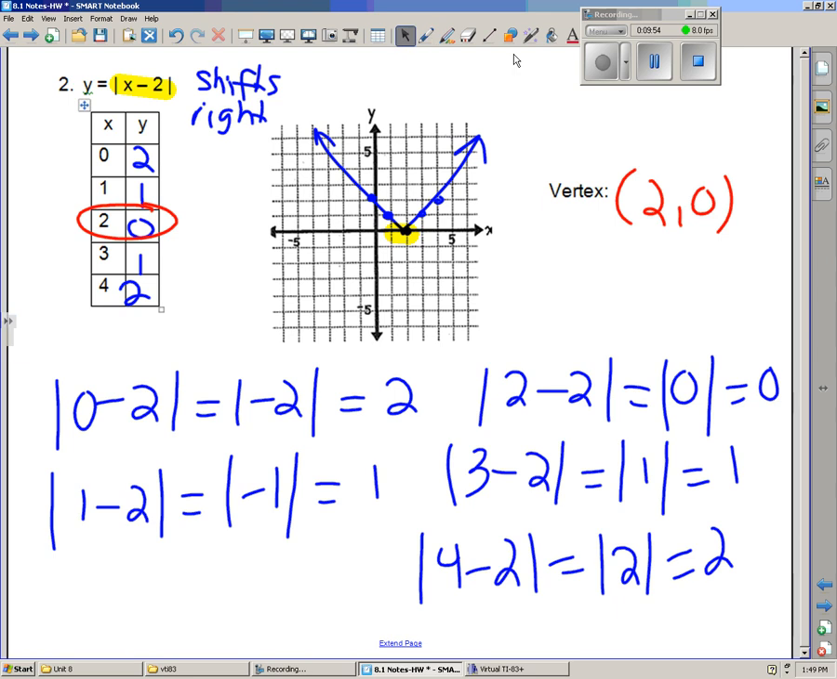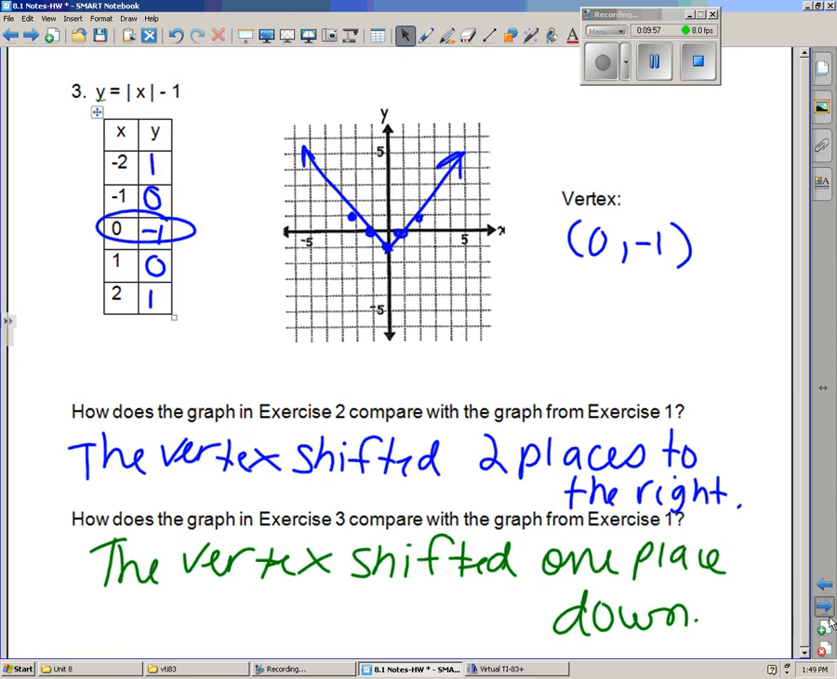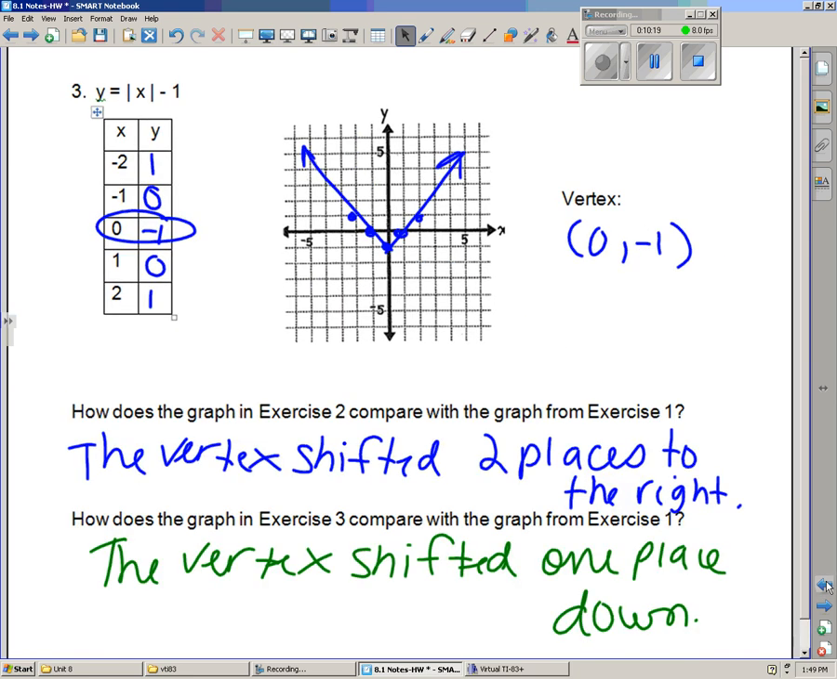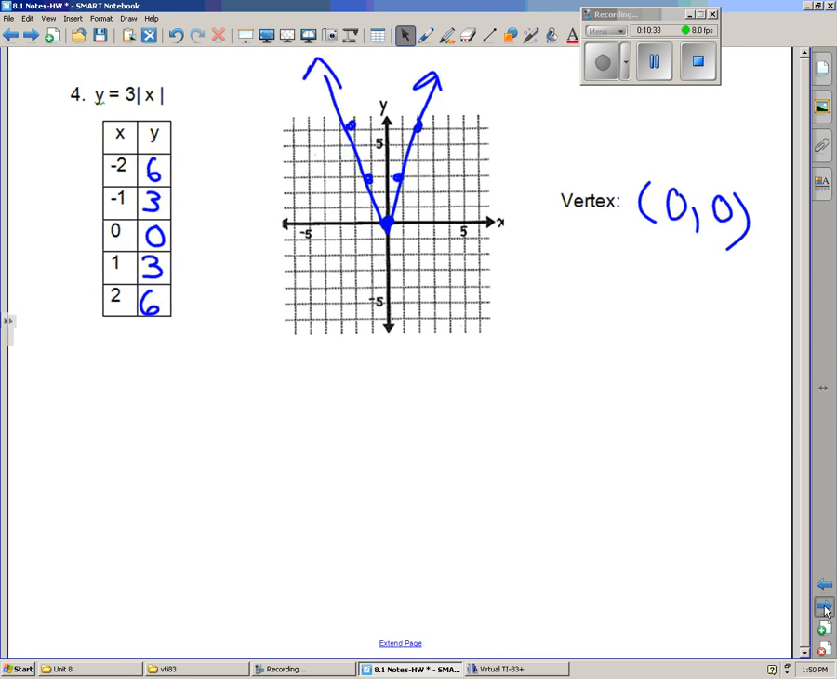Okay, let's go back to our conclusion stuff. Any constant number being added or subtracted outside the absolute value sign shifts the vertex up or down. This shift is the same as that sign. So let's go back to 3. If you look at 3, the fact that this number is being subtracted outside the absolute value, our vertex shifted down. Okay, let's go back to conclusions.